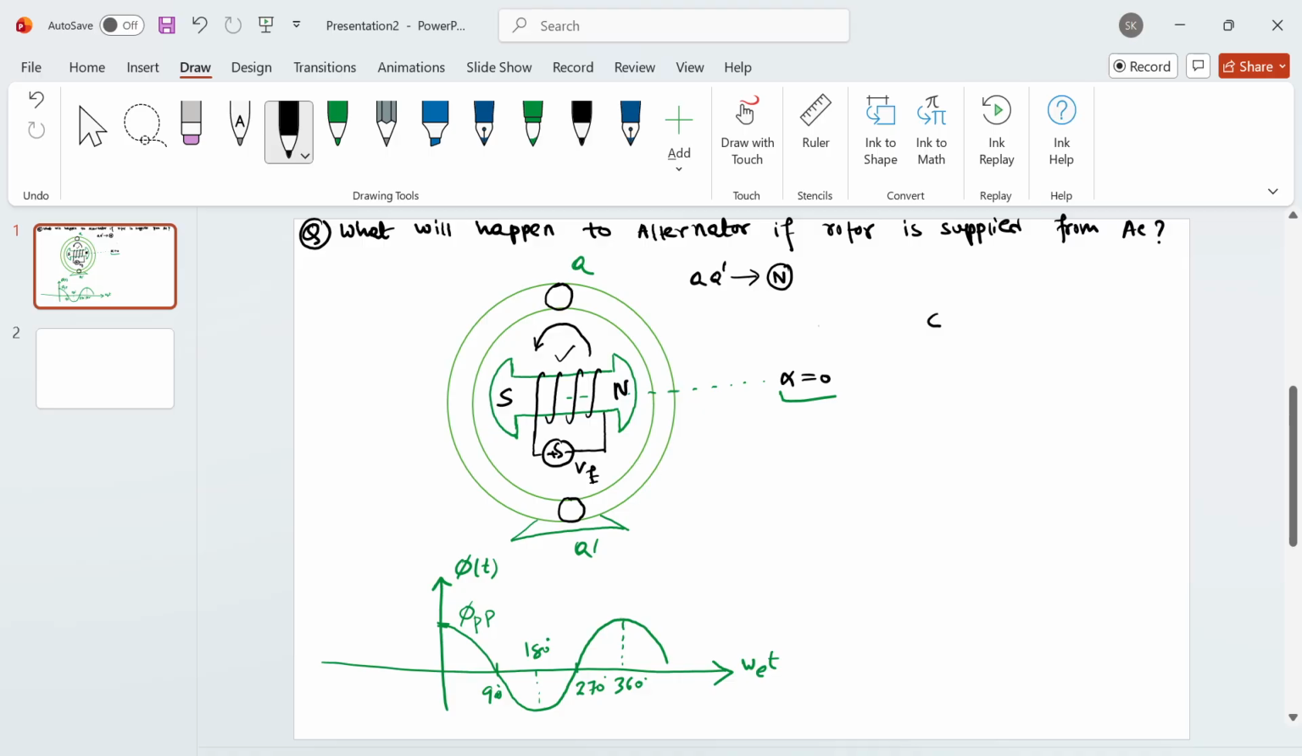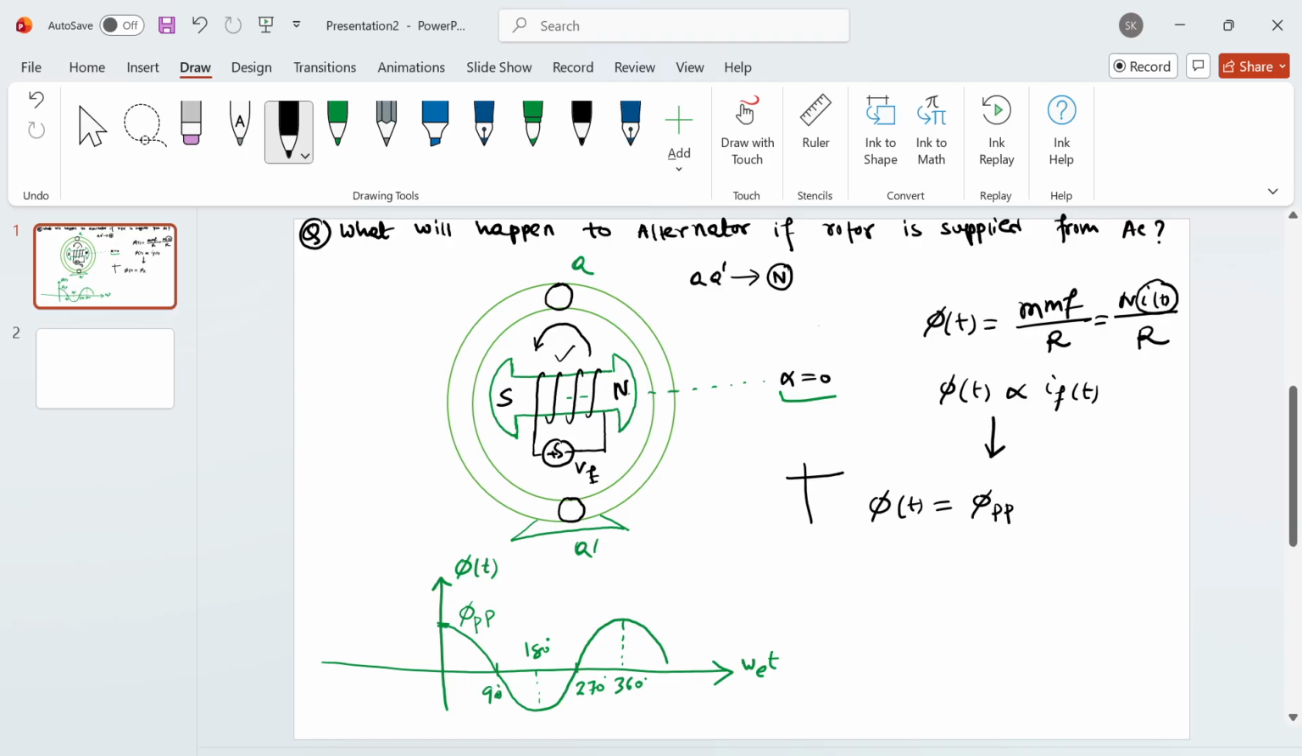So basically flux phi of t is nothing but mmf by reluctance, and mmf is nothing but number of turns and current, divided by reluctance. So it is the current, and here you can say it is the field current. So your phi of t is proportional to the field current here. Okay, this is clear, right? So I can write, maybe we saw in the previous derivations, because of the DC we were getting the flux waveform. Phi of t is nothing but flux per pole cos omega e t, right?